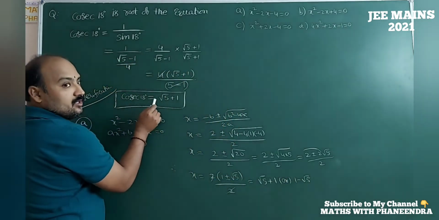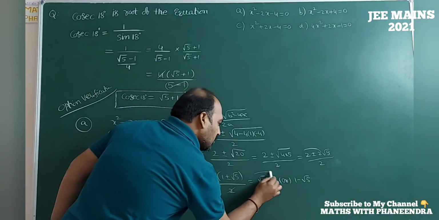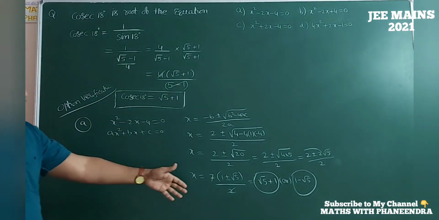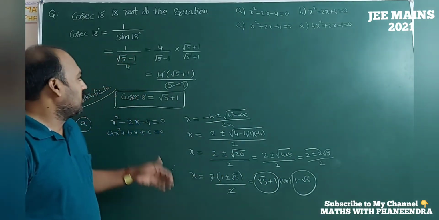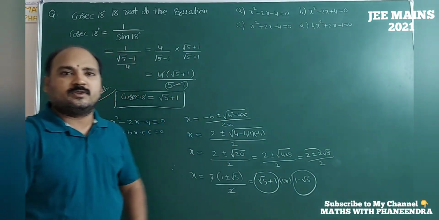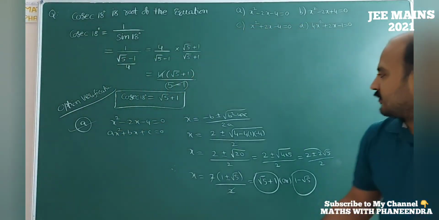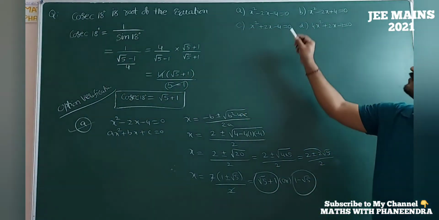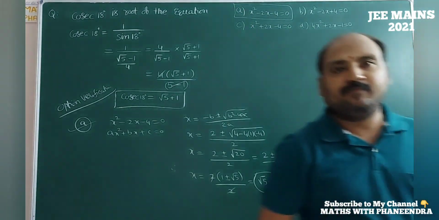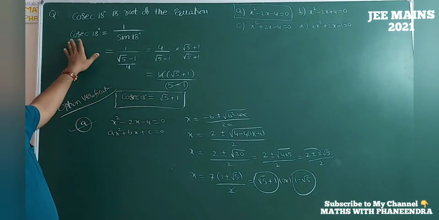So according to the question, root 5 plus 1 is one of the roots. So this equation is having root 5 plus 1 as one of the roots. Whenever we get it in the first option, we need not verify the remaining options. So the first option is the right option, dear students. So root 5 plus 1 is one of the roots of the equation. So the answer is the first option here: x square minus 2x minus 4 is having one of the roots as cosecant 18.